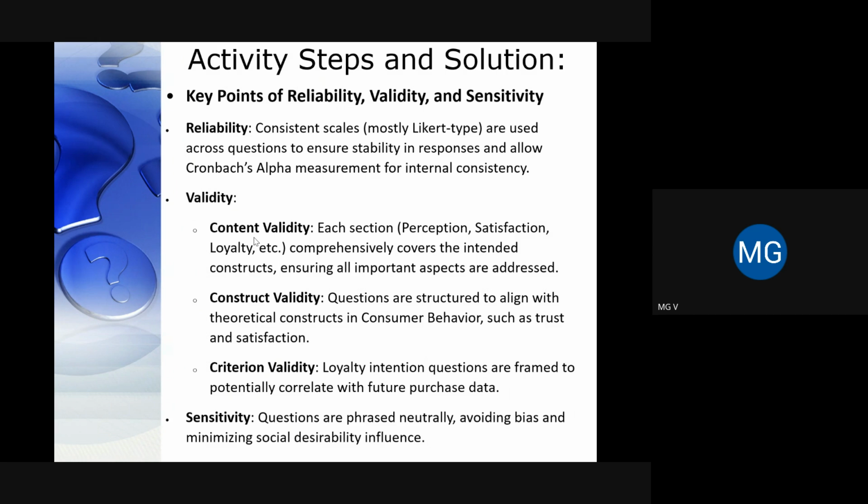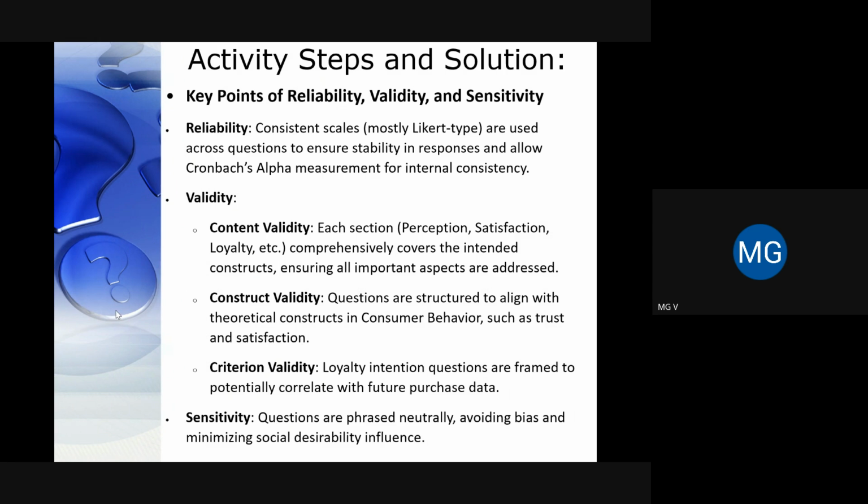So, justified. Construct validity: questions are structured to align with theoretical constructs in consumer behavior. So you have taken a theoretical framework in the beginning, then map with it, such as trust and satisfaction. Maybe the TAM model or any other that you have taken based on your research. Then criterion validity: loyalty intention questions are framed to potentially correlate with future purchase data. So we have covered reliability, and we have covered validity, all its three types.